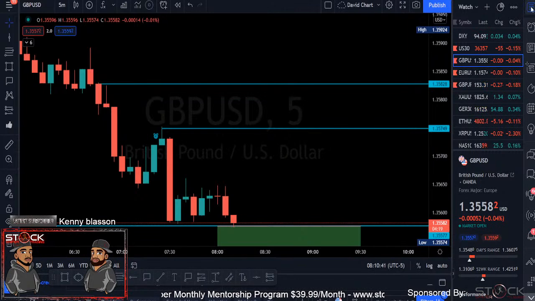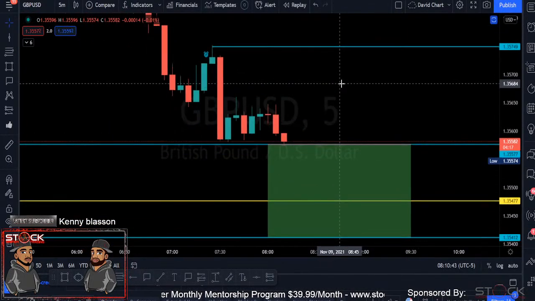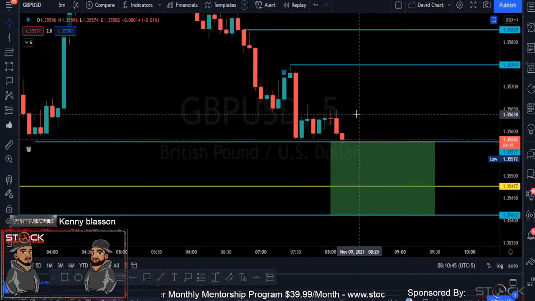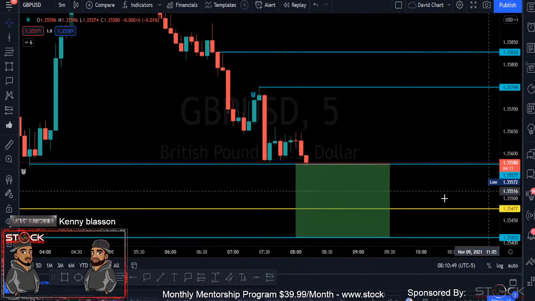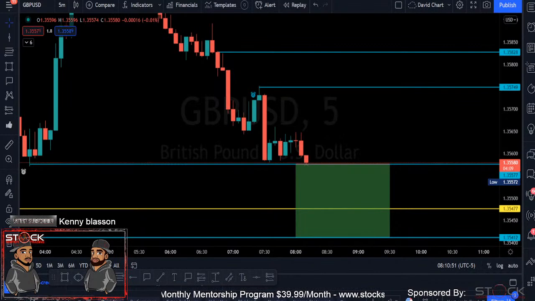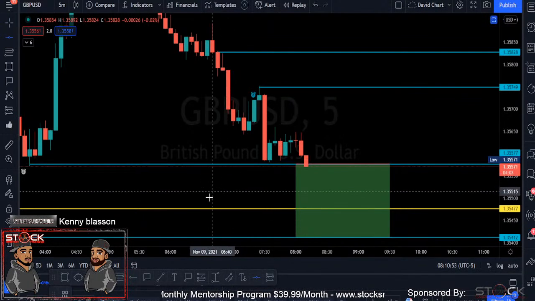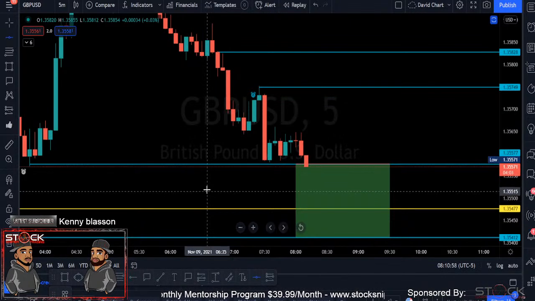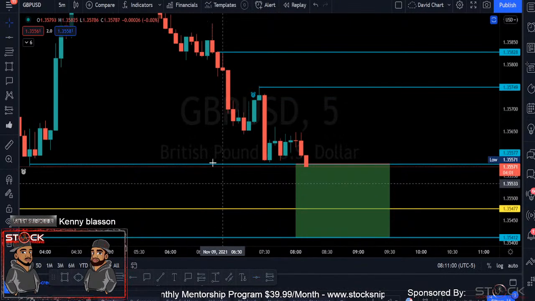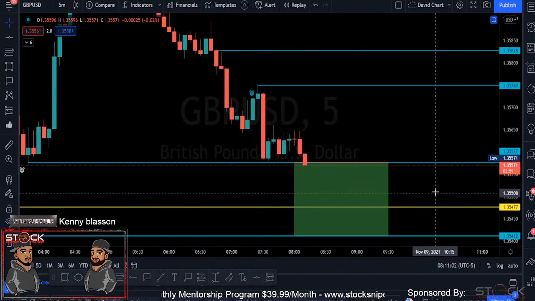Okay, let's look at GU. Look at GU right at a critical area. If it continues this overall selling pressure, it's got to break the low. So the low is 35571. All right, it has to break 35571 right here.